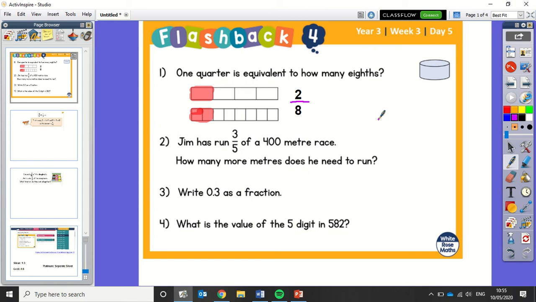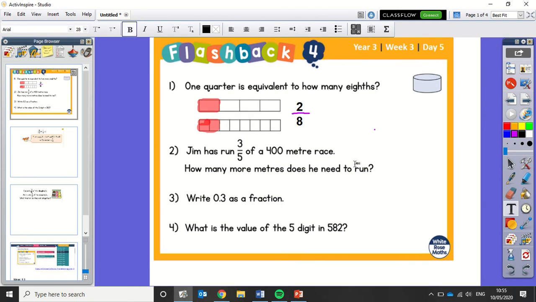Jim has run 3/5 of a 400-meter race. How many more meters does he need to run? So what do we do first? We do the total divided by the denominator. So we do 400 divided by 5. To make it a bit easier, I could do 40 divided by 5 and then times my answer by 10. So I get 8 times 10 is 80. So 400 divided by 5 equals 80.